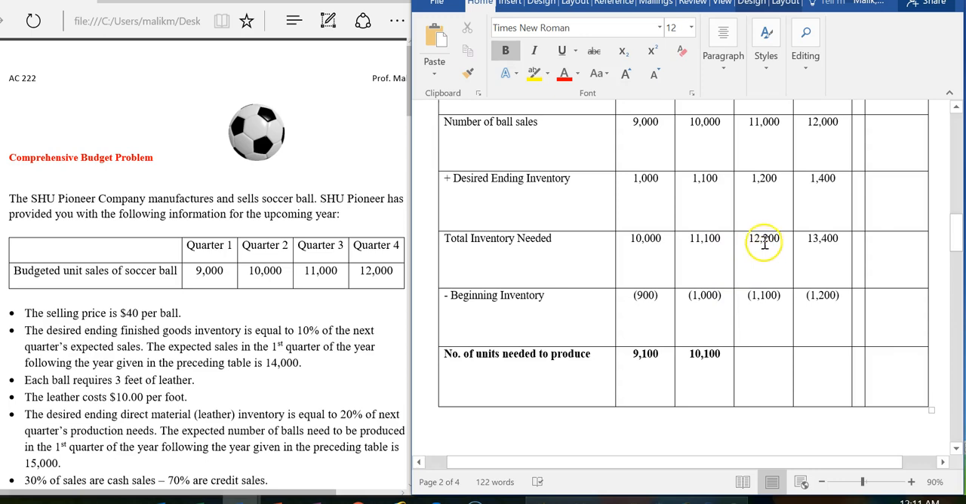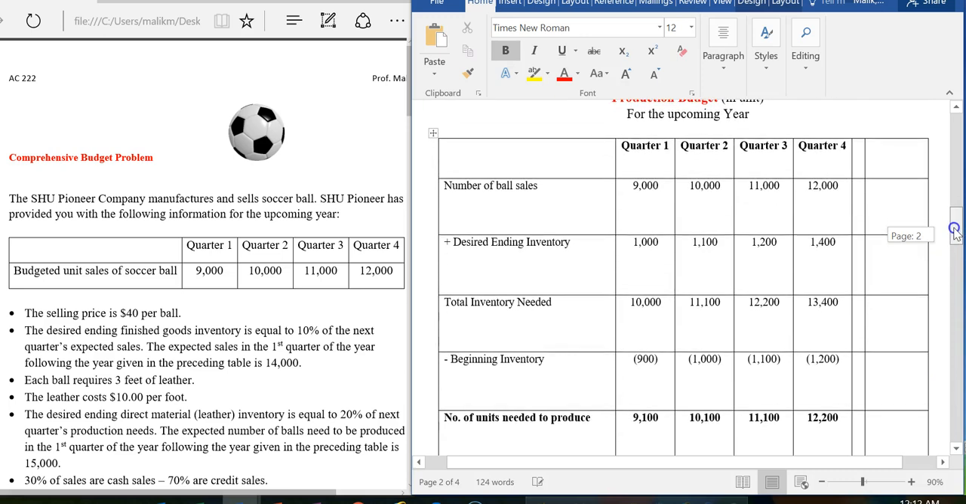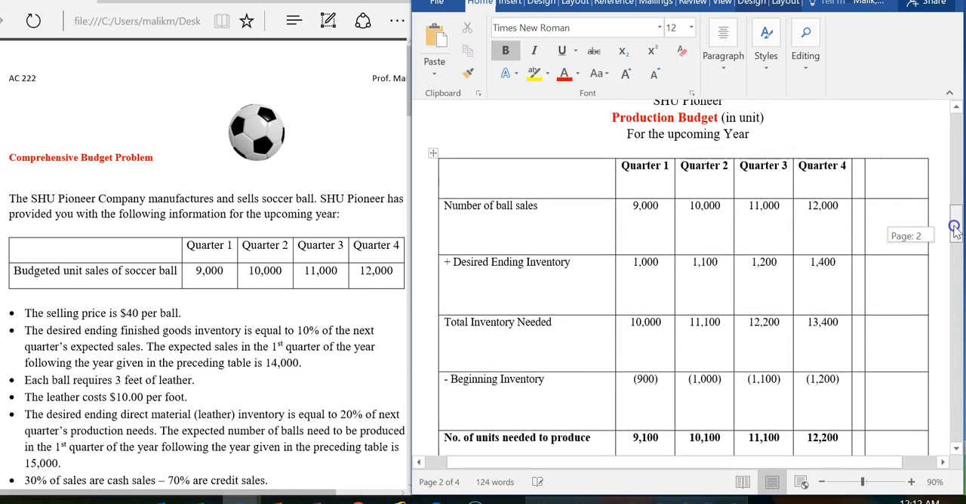For quarter 3, it's 12,200 minus 1,100, which gives you 11,100. And for the last quarter, it's 13,400 minus 1,200, which gives you 12,200 units. So these are the balls they actually need to produce. Ultimately, they're going to produce these balls. Remember, all these are in units, number of soccer balls.